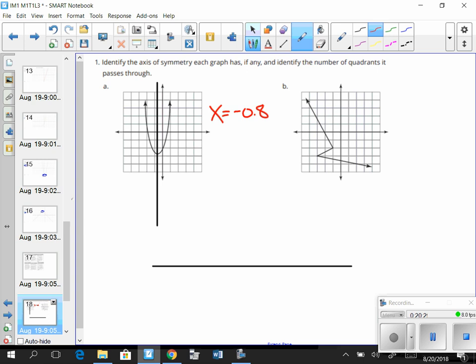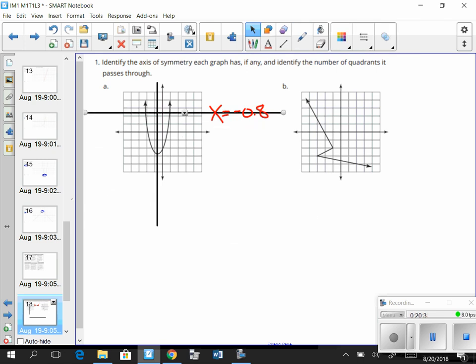I don't have a horizontal axis of symmetry on this problem because nowhere on this graph can I put a horizontal line and have the graph look the same on both sides.